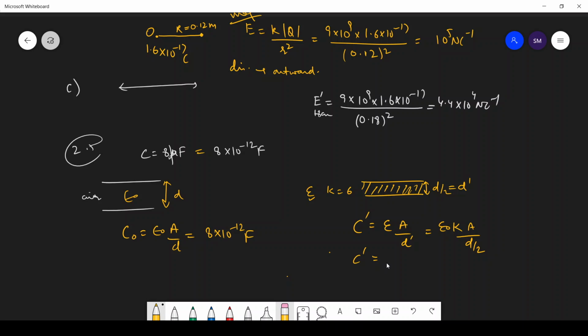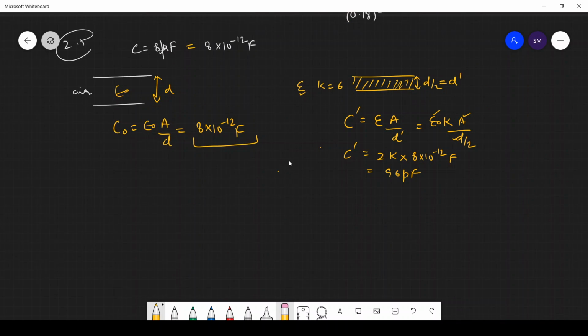capacitance of this capacitor comes out to be epsilon naught A by D, we know the value. So epsilon naught A by D, this 2 will come upside. So 2K into 8 into 10 raised to power minus 12 farad. And how much is the K? K is 6. So 12, 8 the 96. So 96, and this is farad, so minus 12 is picofarad. Okay students, so you need to be quick while doing these kind of questions.